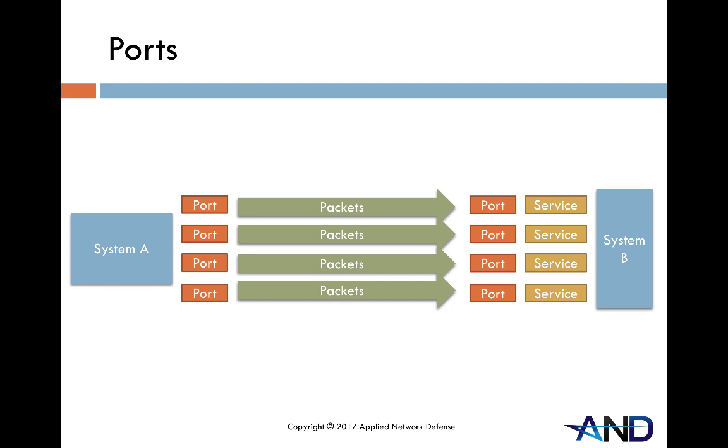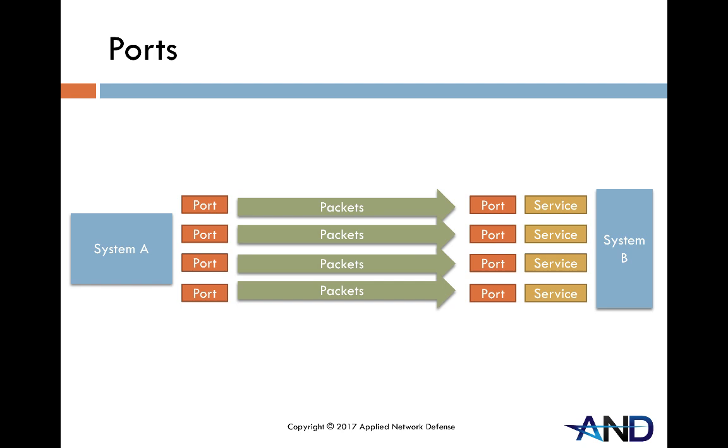If it's a web server, I'm sending a GET request, but I want to receive data back for that GET request. So in that case, System B has to know how to communicate back with System A, and it needs to know how to get that information to the right service that actually requested or initiated the communication, in this case, maybe a web browser. So because of that, System A, when it communicates with System B to a destination port, also has to pick a source port that System B then can communicate back to.